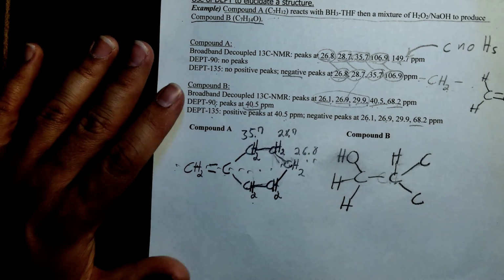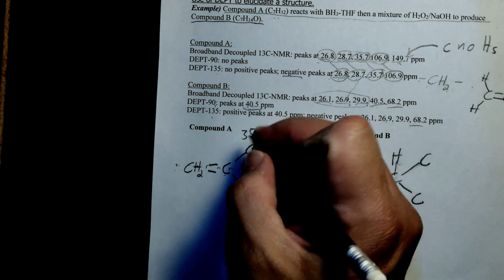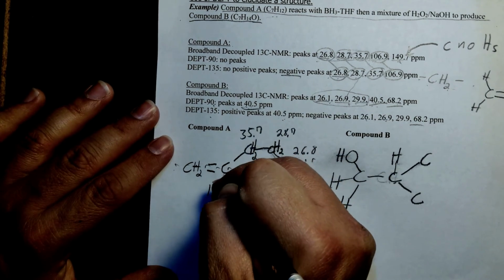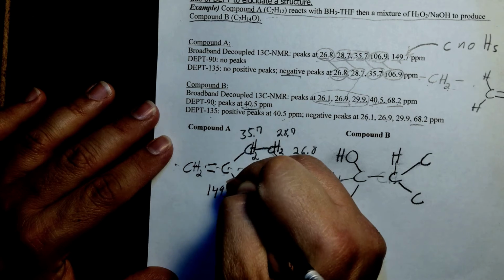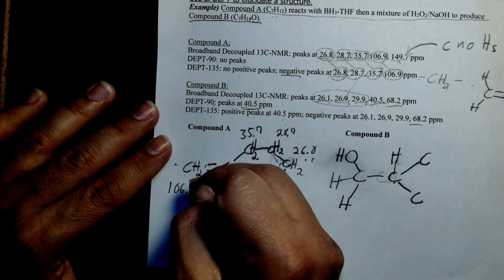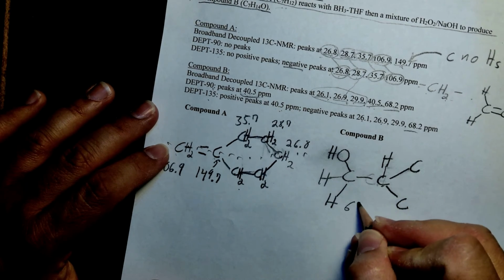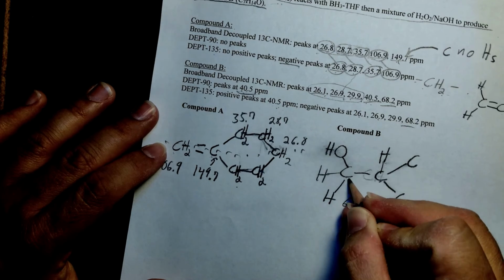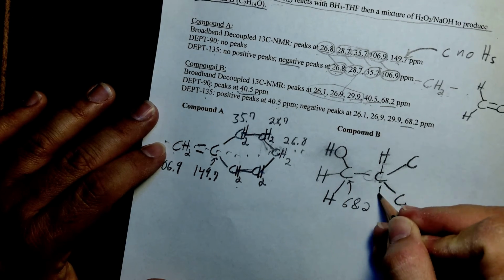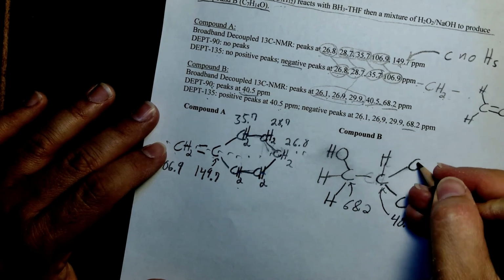Now, I don't really make you label that. That's not really part of the assignment, but it does help you finally narrow down and say, okay, I think I know what's going on here. This is the 149.7, and this right here is the 106.9. And then over here, this is likely the 68.2 because it's directly connected to an oxygen. This one is probably the 40.5.